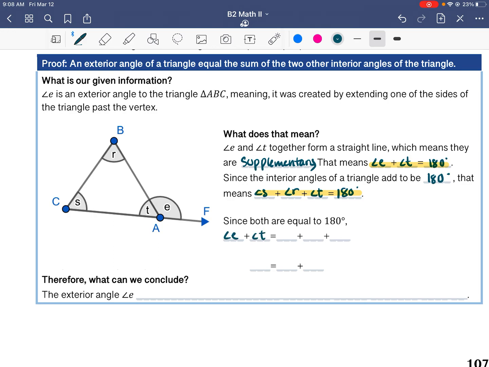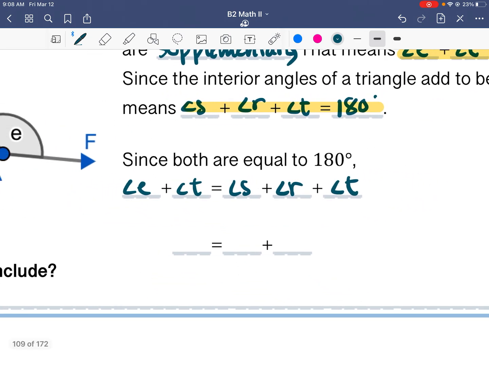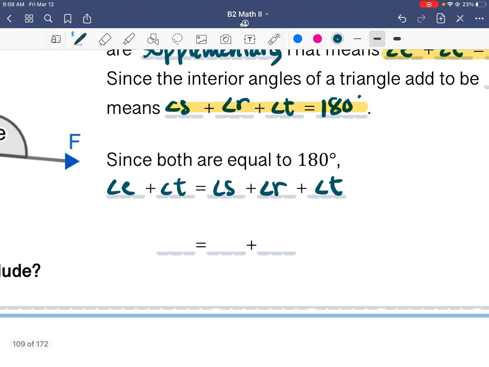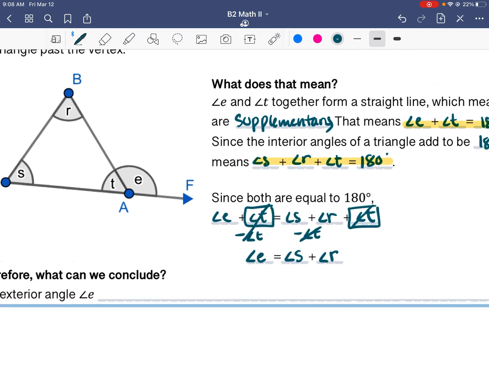So I'm just going to write that down here. Angle E plus angle T equals angle S plus angle R plus angle T. They're equal because they're both equal to 180 degrees. And I want to bring your attention to the fact that we have angle T on both sides. So we're allowed to do the same thing on both sides of the equation. So what if we took away angle T on both sides? That would cancel that and also cancel that, which means that what we have left is angle E is equal to angle S plus angle R.